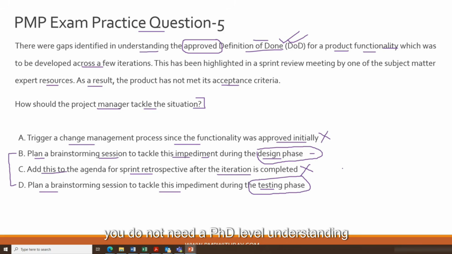So you see, guys, you do not need a PhD level understanding of agile to answer such questions. Okay, a basic understanding of the terms and terminologies coupled with right common sense is enough to answer such kind of questions correctly. Okay, so the correct answer to this question is option B, and D is an incorrect answer choice.